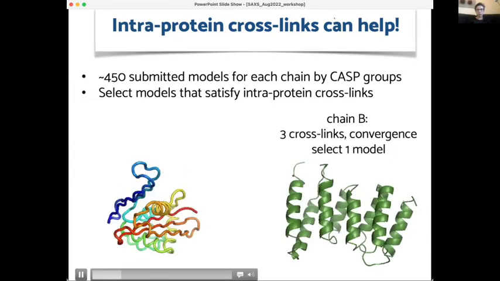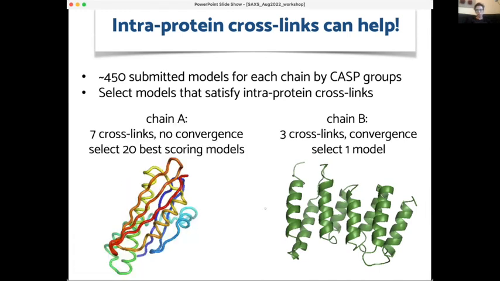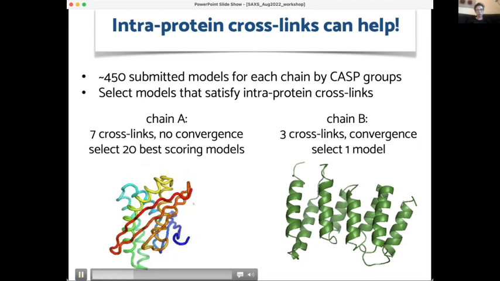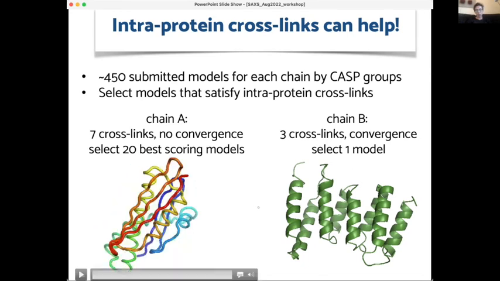So here are some proteins with, okay, no crosslinks here. For the first chain, there were 7 crosslinks, but no convergence. There were like 20 models that were completely different. The second chain did converge on a good model. So we decided to dock 20 models, best scoring models for this chain, with this model for the second chain.